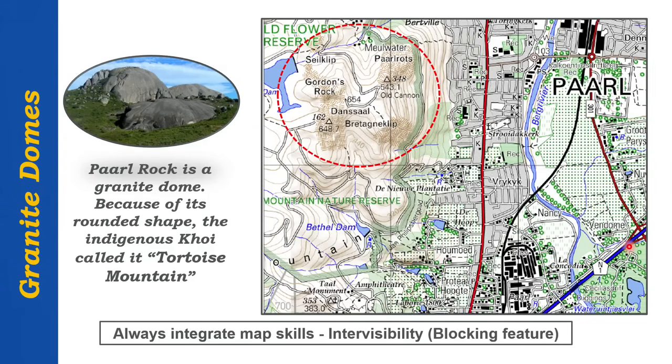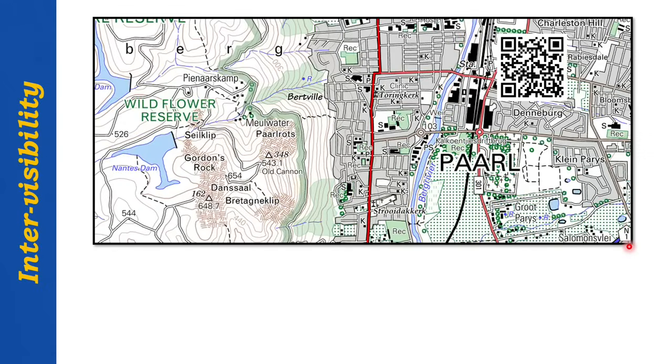So, how can this be asked in a Mapwork paper when it comes to using your skills? And the skill that comes to mind here is intervisibility. In other words, where you need to be able to explain if one point is visible from another. So let's take this line here that you see on the map. You see on the right hand side or on the western side the school building, and then on the left hand side you see Paul Rock. Now, you see that there? There's Paul Rock. The school is over here.